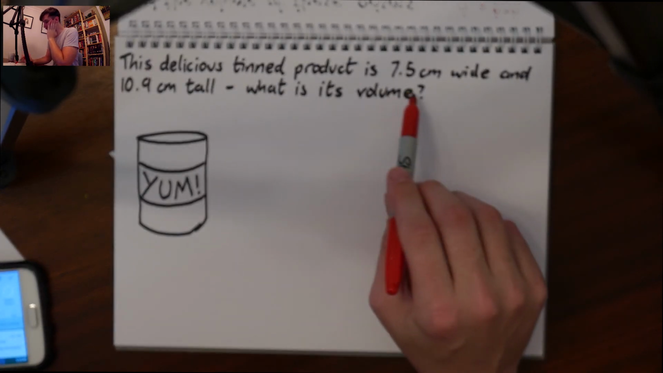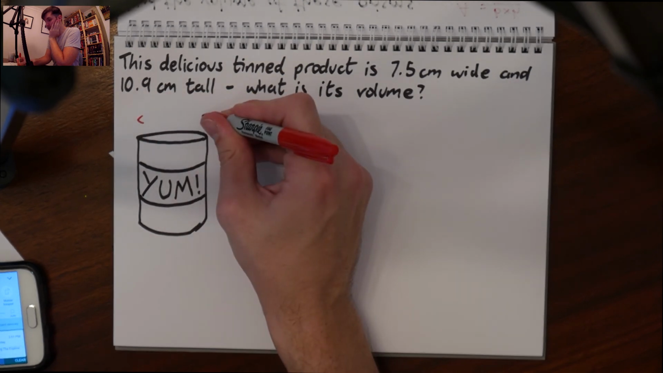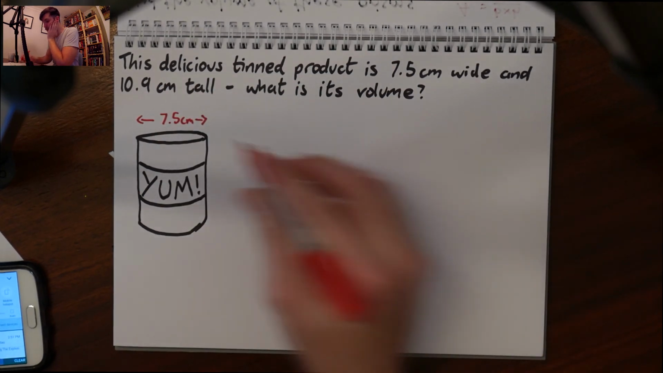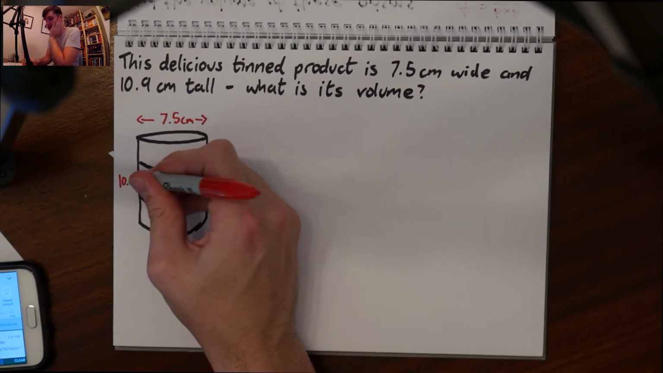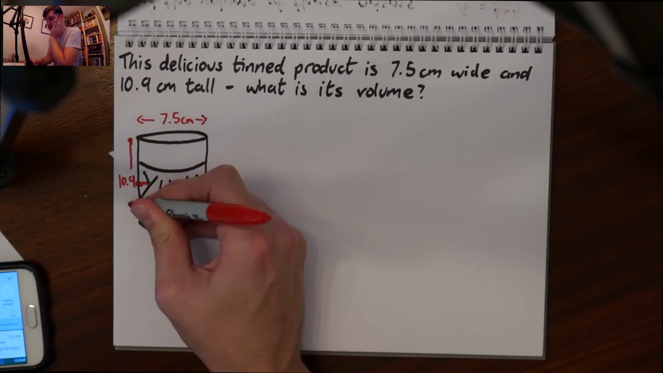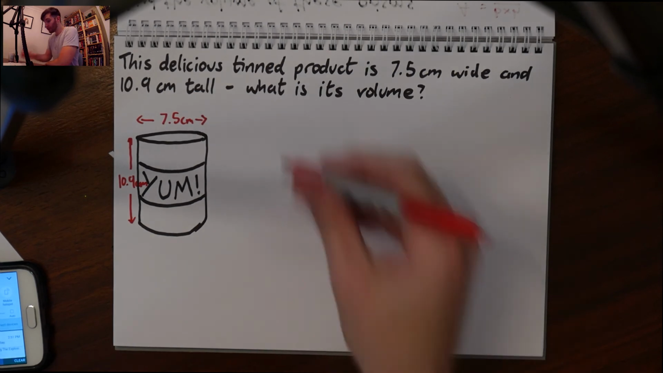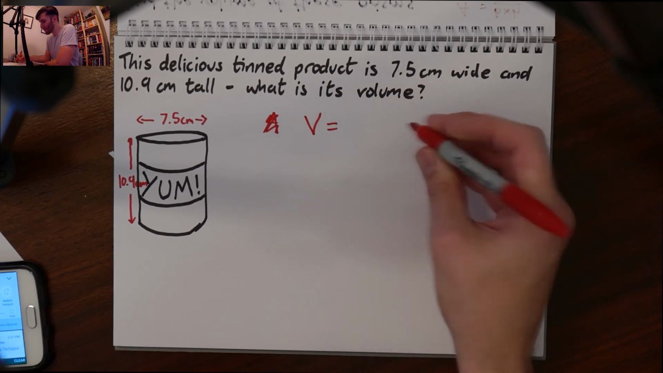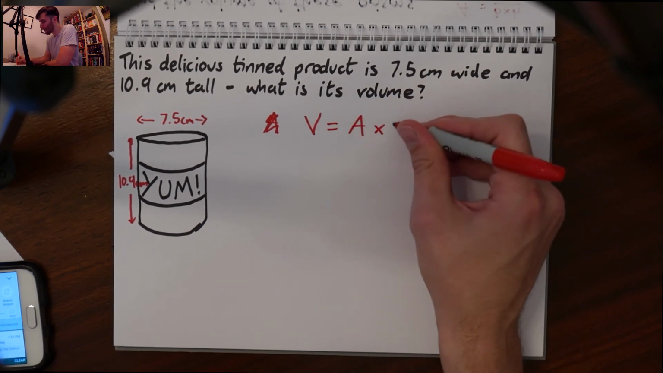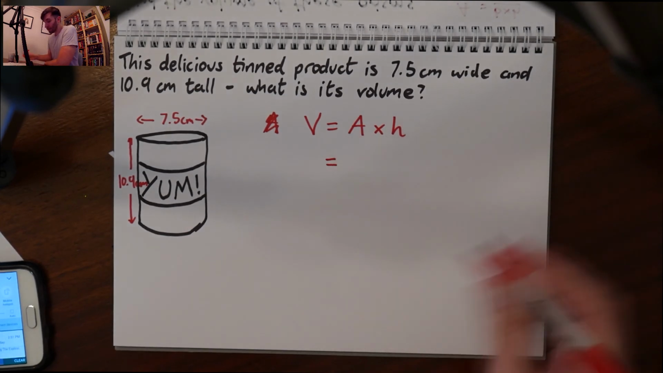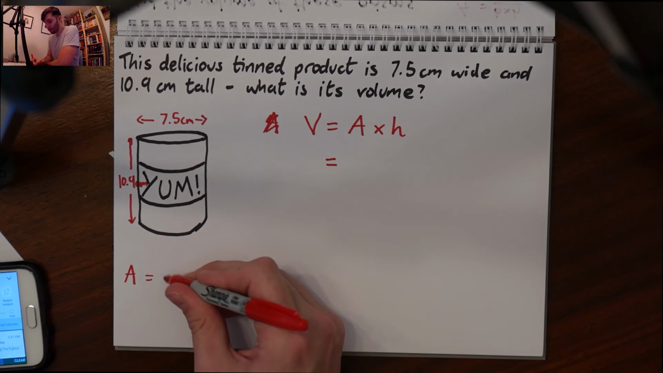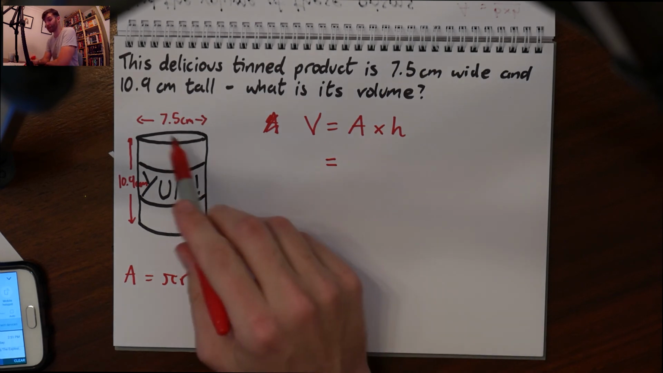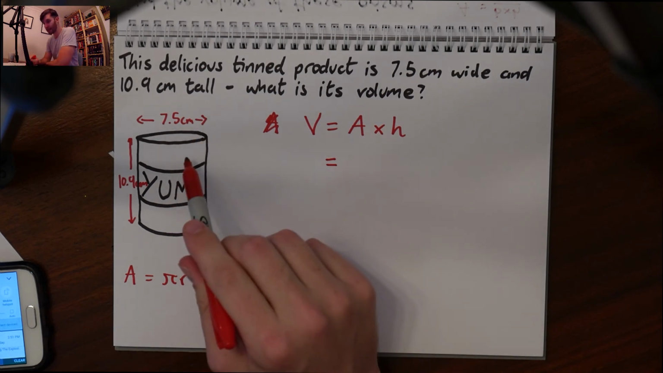So this delicious tin product is 7.5 centimetres wide, so that means it has a diameter of 7.5 centimetres and a height, let's say, of 10.9 centimetres. That's not very neat. That's okay. What is its volume? It's the same deal as normal. The volume of a shape is given by its cross-sectional area multiplied by its height. Now, the area of a circle is given by pi times the radius squared. But you have to be careful because for this shape you've been given the diameter, not the radius.